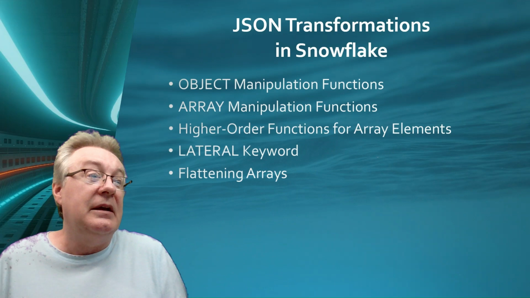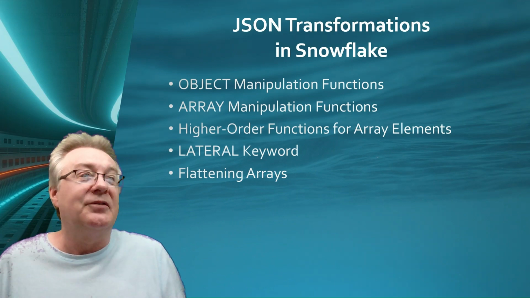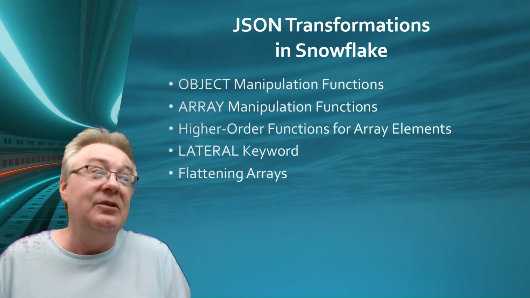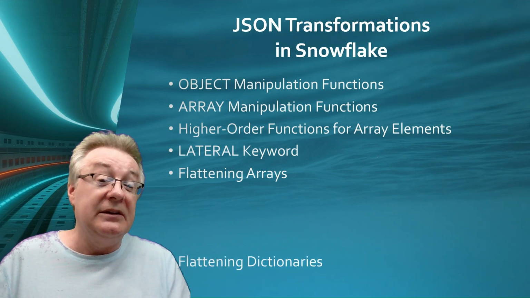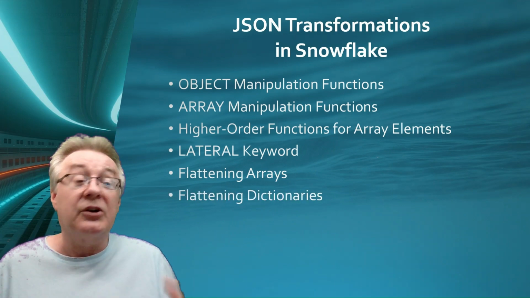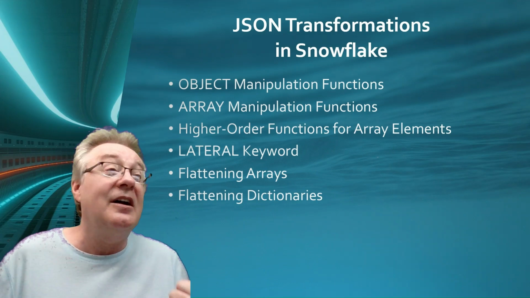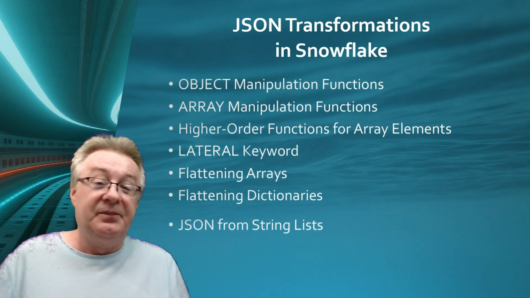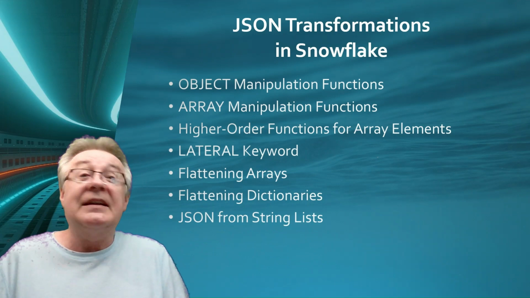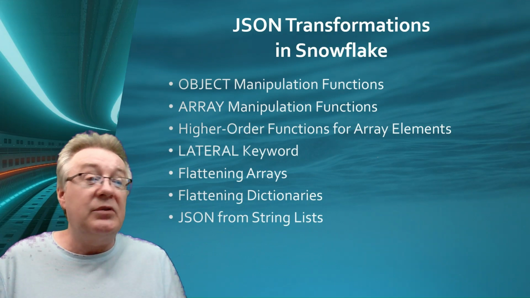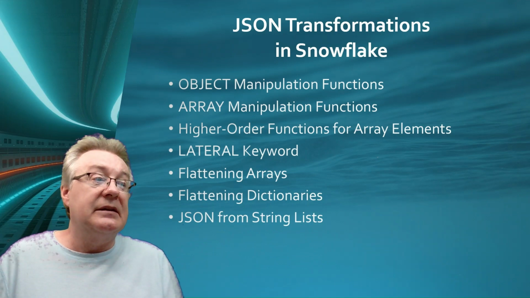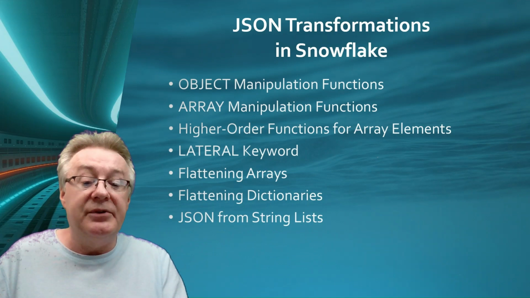Because next you will learn about the famous flatten function, and you'll learn how to flatten arrays. But flatten is used also to generate rows from key value pairs in an object, in a JSON object. We look at JSON from a string list. So yeah, definitely switching between arrays and string lists is rather obvious.